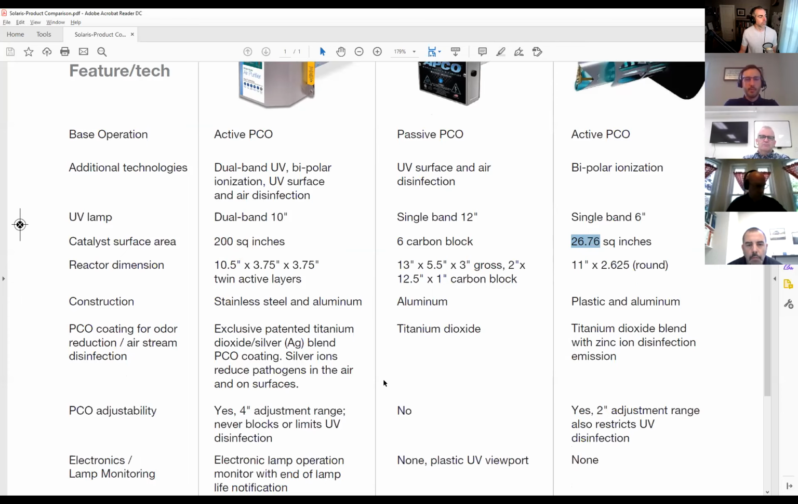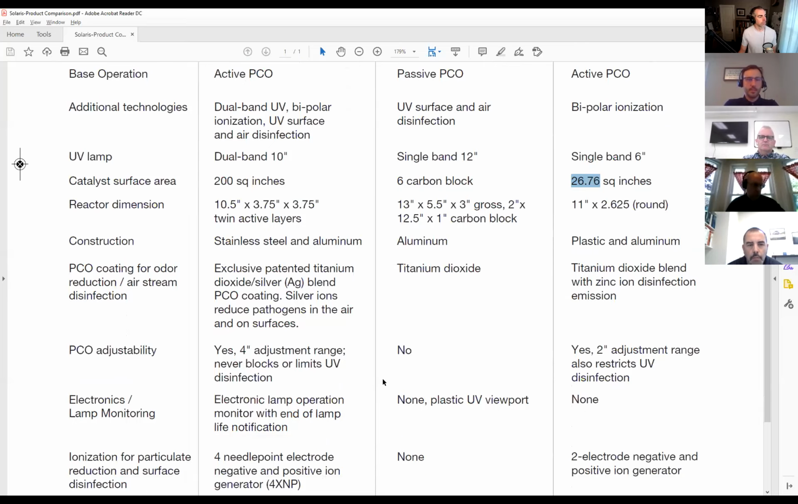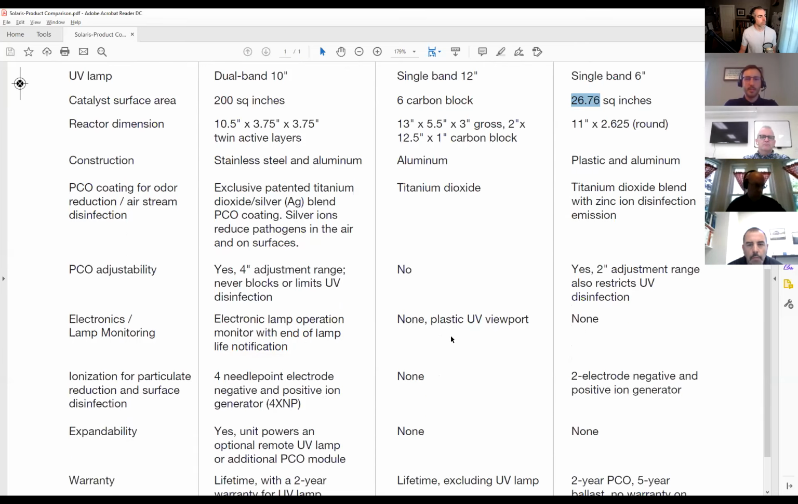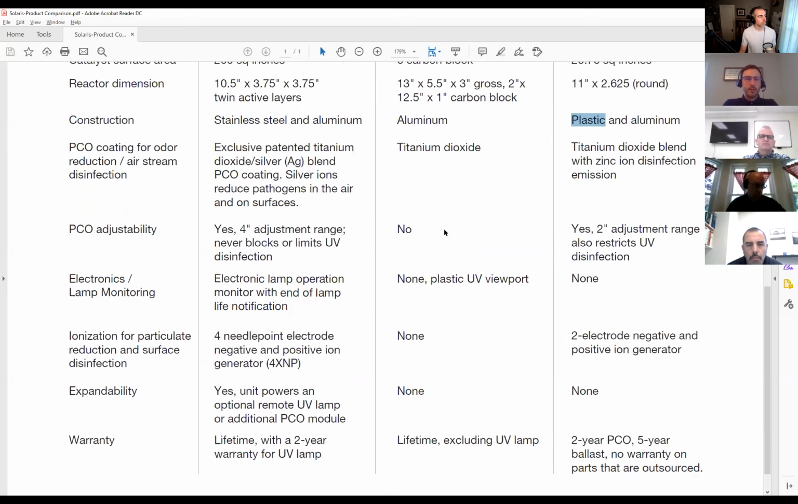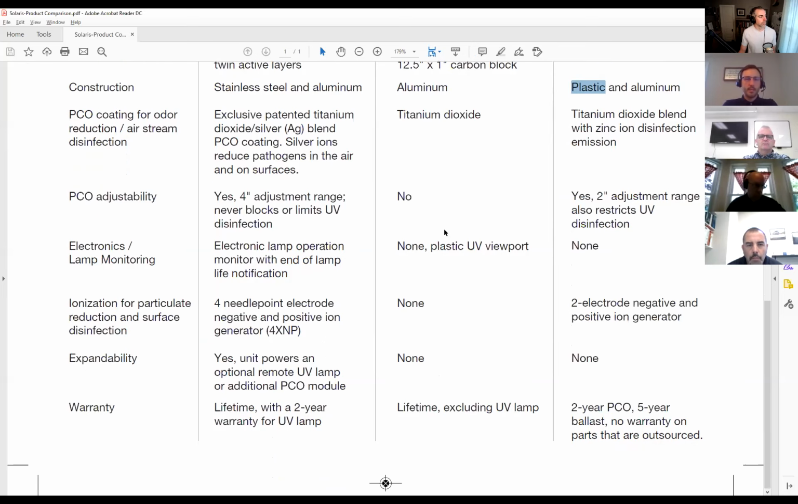Construction is a big selling point, especially for installation purposes. We have a construction that is stainless steel and aluminum. They have a plastic and aluminum construction on theirs. PCO coating for odor reduction and airstream disinfection: we have an exclusive patented titanium dioxide/silver (Ag) blend PCO coating. Silver ions reduce pathogens in the air and on surfaces. They have a titanium dioxide blend with zinc ion disinfection emissions.